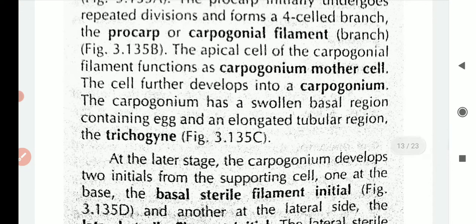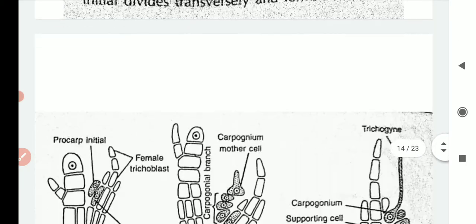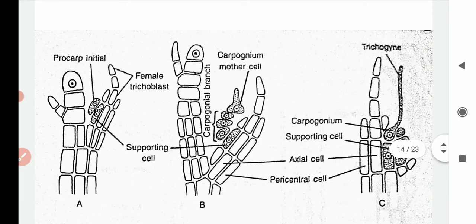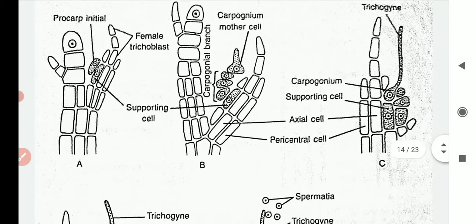Then this carpogonium mother cell will develop into the carpogonium, which is that flask-like cell, remember? So that carpogonium has a swollen basal region which contains an egg and an elongated tube region called the trichogyne.